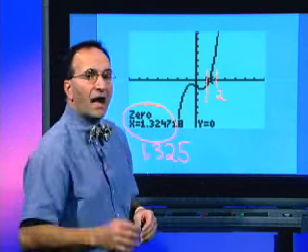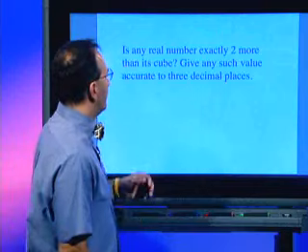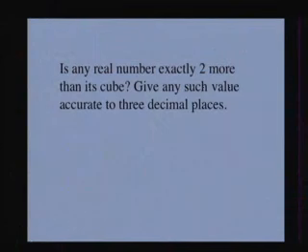Well, now it's time for you to try a problem. Using the intermediate value theorem, I want you to look at and solve: is any real number exactly 2 more than its cube? Give any such value accurate to 3 decimal places. So pause the video while you work on this problem, and when you are finished, restart the video to check your solution.